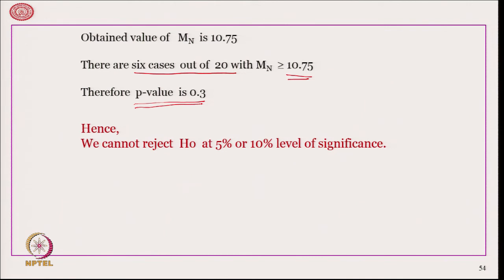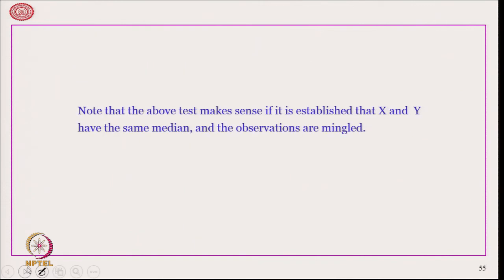Therefore, we cannot reject the H naught at 5% or 10% level of significance. So, that is with respect to the Mood test. Note that the above test makes sense if it is established that x and y have the same median and the observations are mingled. What I mean by that is that x and y observations are mixed.